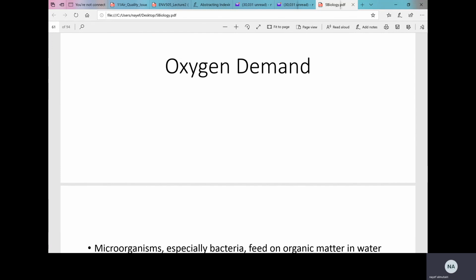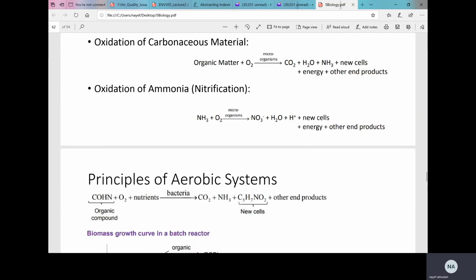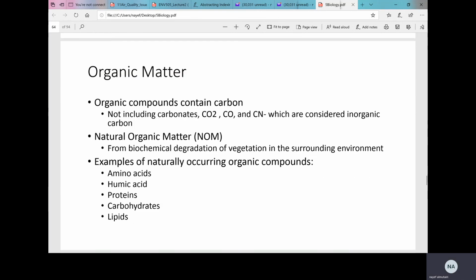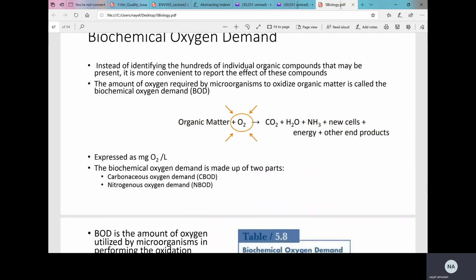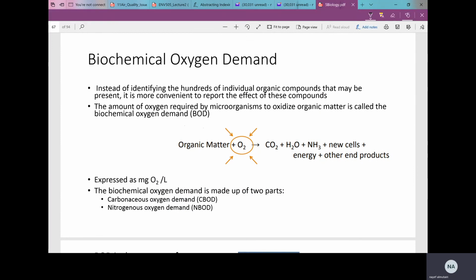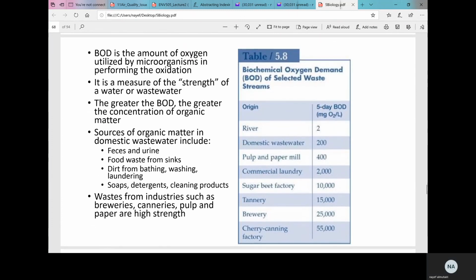Let's look at the oxygen demand. That's very important, BOD. Two things that we have to understand here. What is the definition of biochemical oxygen demand? That's very important. What is the unit for BOD? Milligram per liter of oxygen.